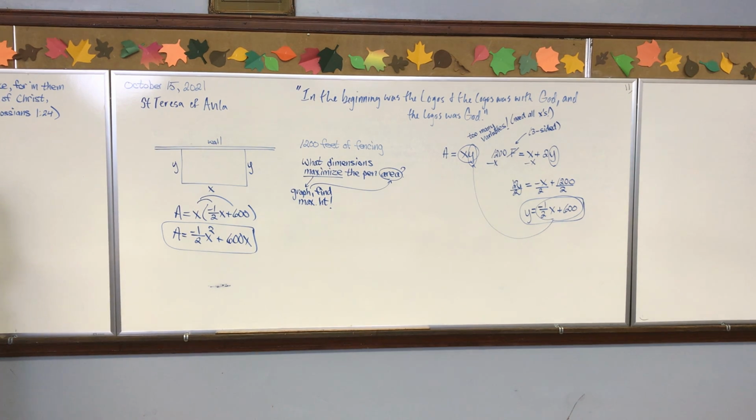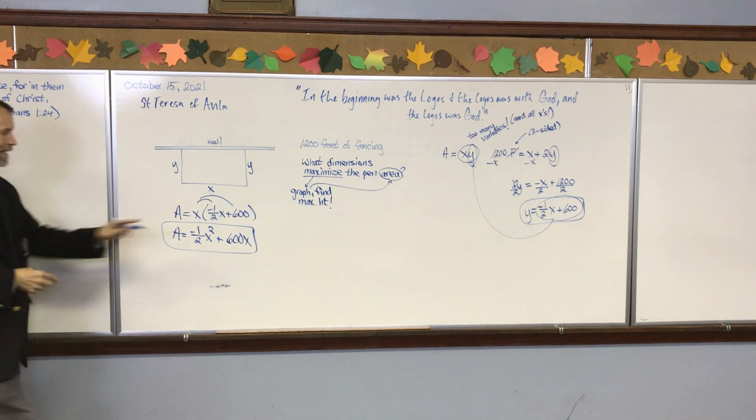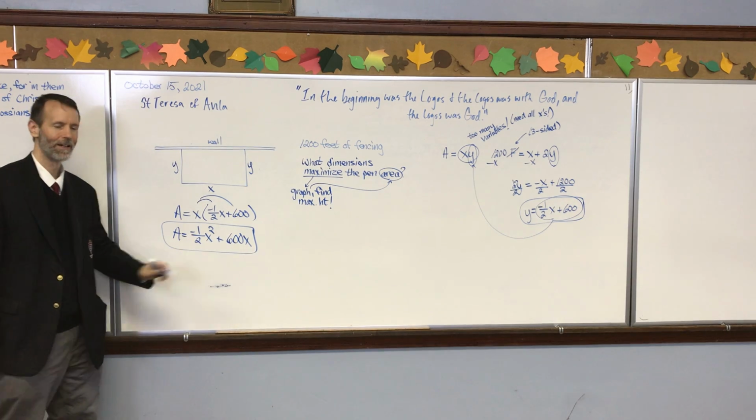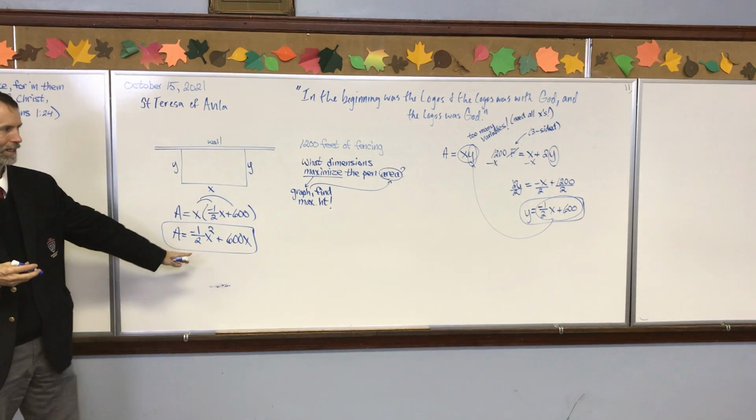How do you know it's opening down? Negative. The height multiplier is negative. So we could actually graph this thing.